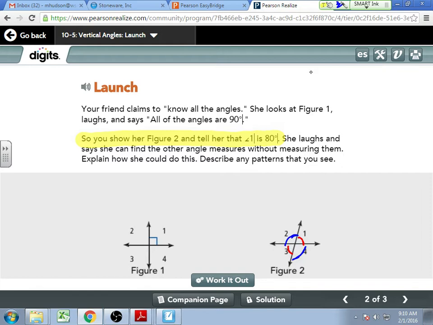So if I get told that angle 1 is 80 degrees, that means that my ray moved this way, but also that means that at the bottom my line moved this way. So, like Thomas said, which angle were you saying is 100? 2 and 4. And this would be 100. How do you know that angle 2 has to be 100? What relationship do 1 and 2 have?